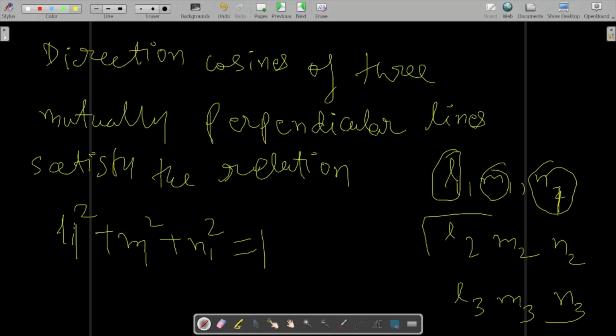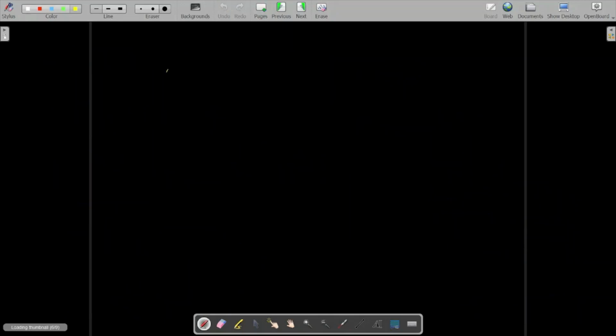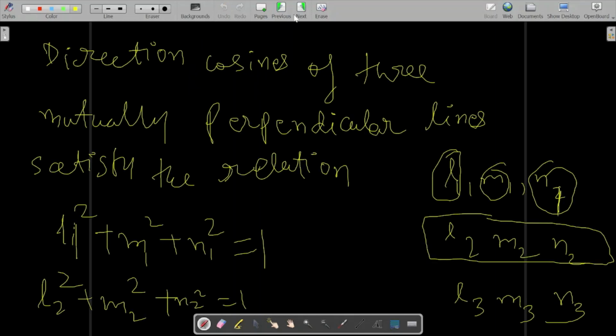You know this very well. Similarly for this the same will happen. Okay, so you will write L2 square plus M2 square plus N2 square is equal to 1. Similarly you can write L3 square plus M3 square plus N3 square is equal to 1. This is by the property of direction cosines, that for a line having direction cosines L1 M1 N1, the sum of the squares of its direction cosines always comes out to be equal to 1. You must have learned this in your graduation.